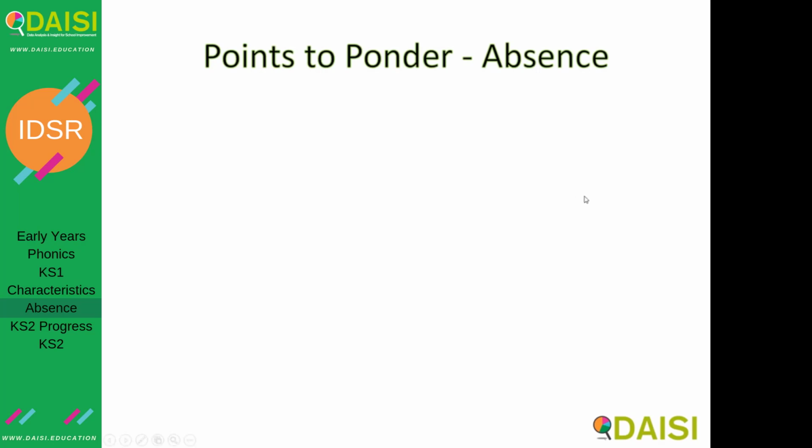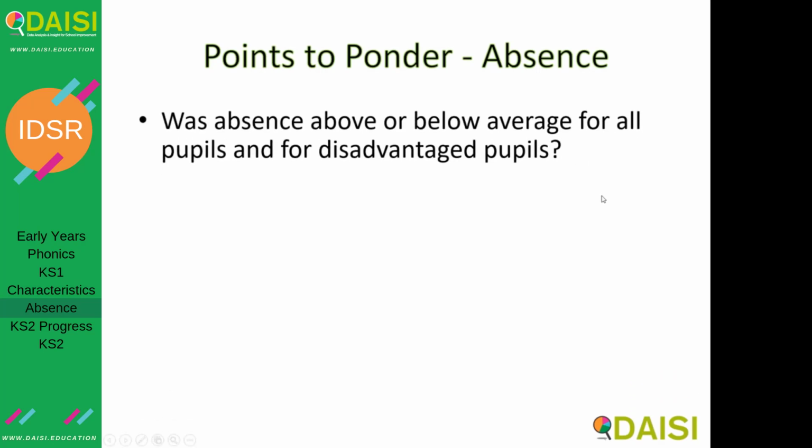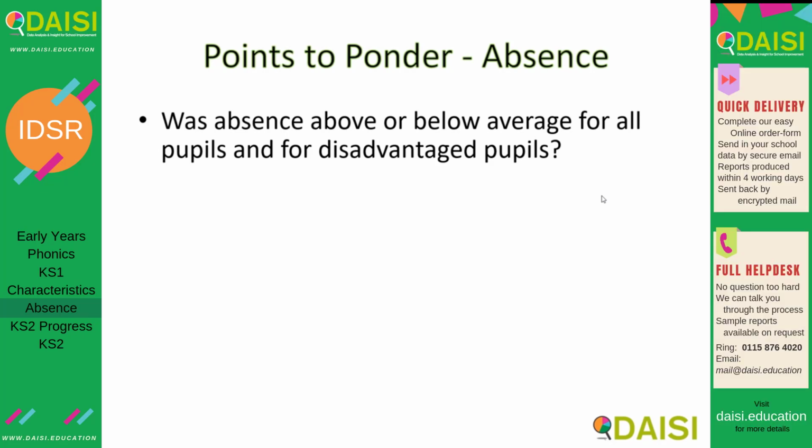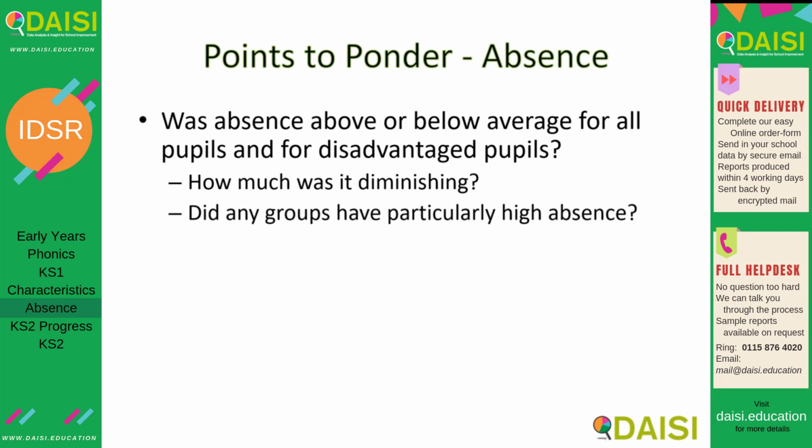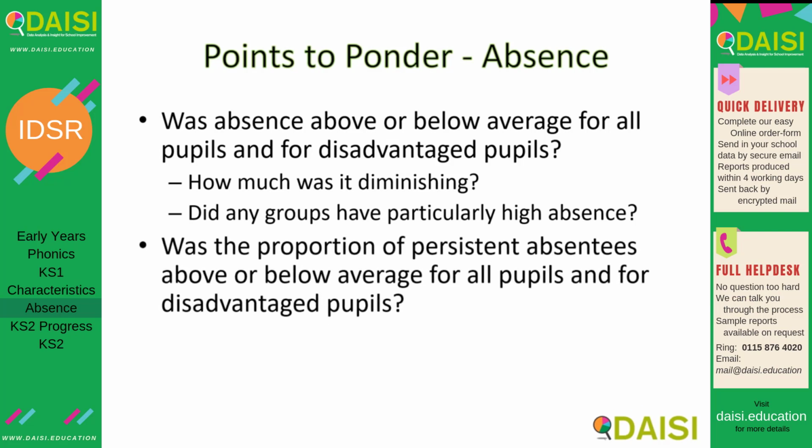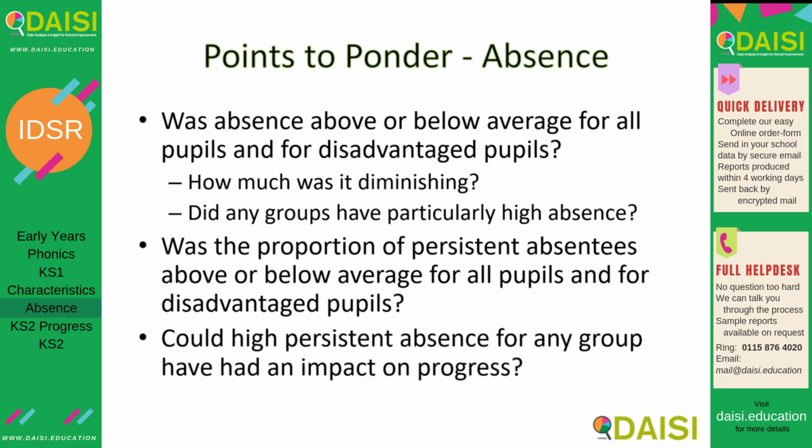So here are some points to ponder regarding absence. Was absence above or below average for all pupils and for your disadvantaged pupils? And not just a 1 year account, have a look at the 3 year account and see how much it was diminishing. And did any particular groups have particularly high absence? Was the proportion of persistent absentees above or below average for all pupils and for disadvantaged pupils? And could high persistent absence for any particular group have an impact on progress?